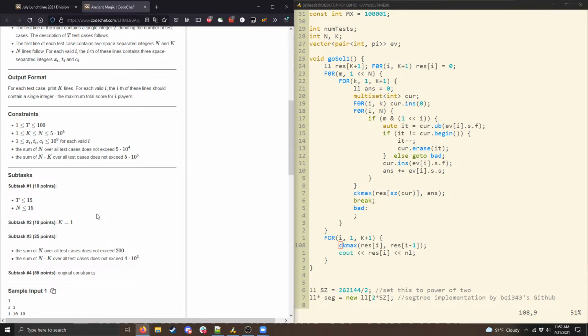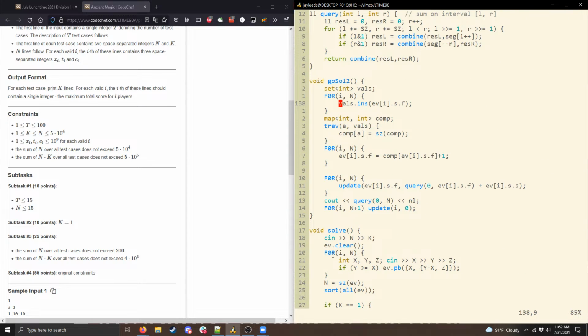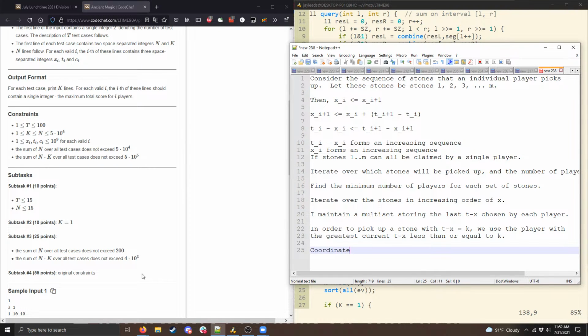Now what about the second subtask for 10 points? For this one, I'm going to do a segment tree DP. First I'm going to perform coordinate compression on the values t minus x, because t and x can be up to 10 to the 9, and I want to use them as indices on a segment tree. So I'm going to update them so that they're less than n, so that we can use t minus x as indices on our segment tree.